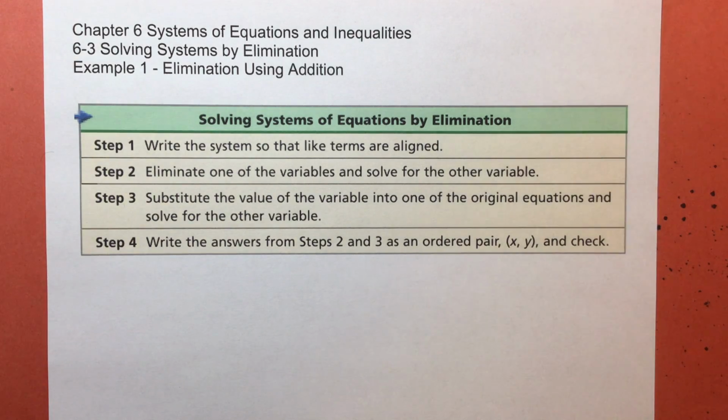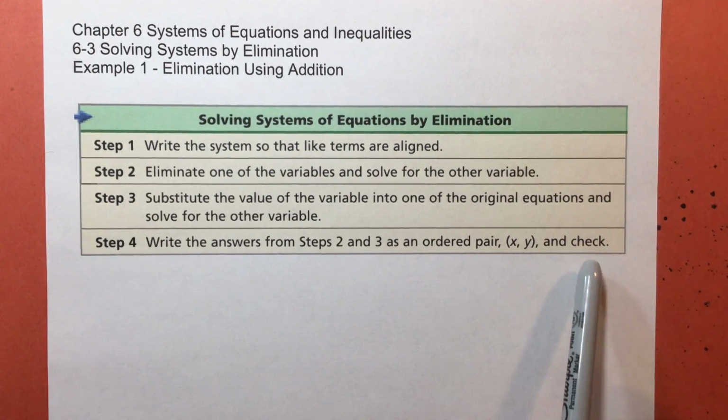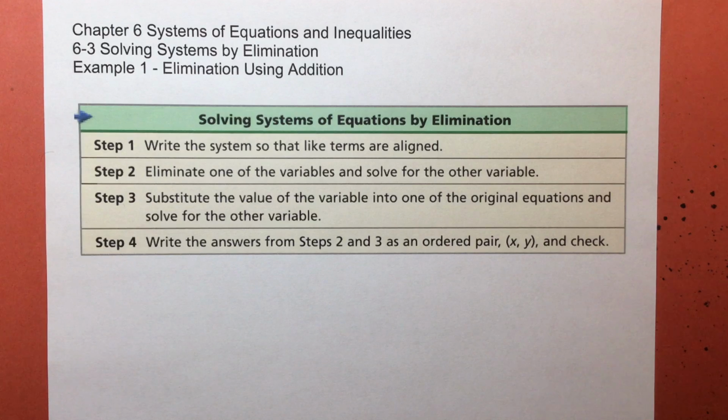Now, it says to write the ordered pair x, y. That's fine. We talked about that. But then this part right here, check. Now, we can do two things. We can go back and check using the T-bar graphic organizer, using the T-bar way of showing things. But there's another way to check, and I'm going to show you that with elimination. All right, so let me start explaining it with an example.